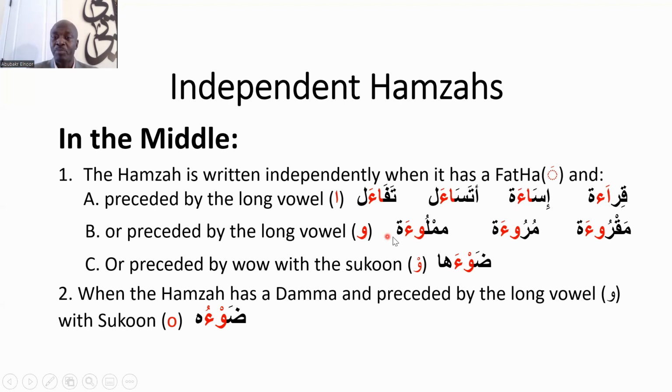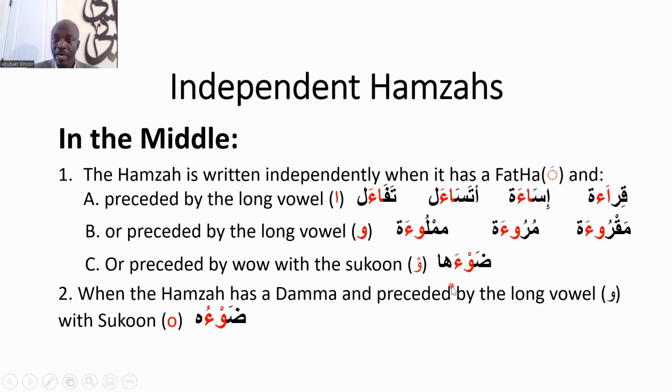So in this case, when the hamza has the fatha and is preceded by the long vowel waw, the hamza is seated alone. And in the previous one, the hamza has the fatha and is preceded by the long vowel alif, the hamza sits alone, independently written with no help or no chair. Let's see number C.